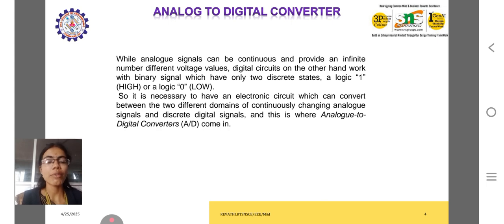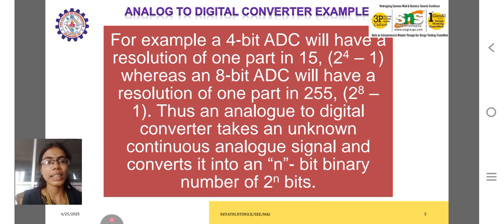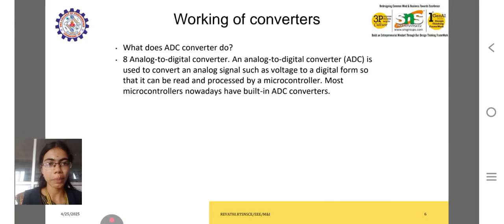There is a logic where 1 is considered high and logic 0 is considered low. It is a continuously changing analog signal and discrete time digital signals, which have only discrete states, 1 and 0. For example, a 4-bit ADC will have a resolution of 1 part in 15, wherein an analog to digital converter takes an unknown continuous analog signal and converts it into an n-bit binary number of 2^n levels.